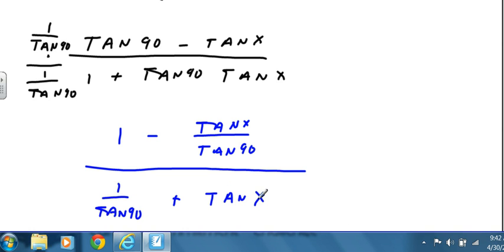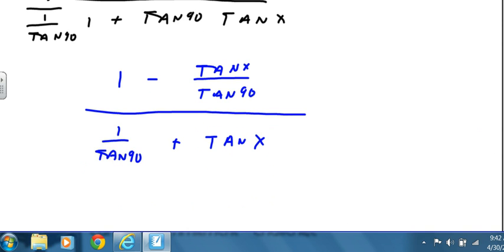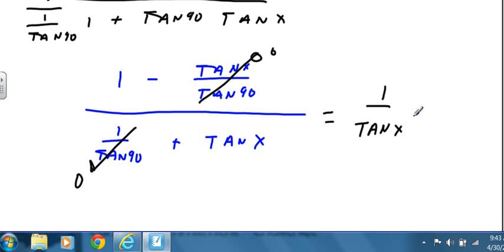Okay, now nothing up my sleeve, everything's fine so far? Okay, now this is where we get sneaky. What's 1 over infinity? 0. What's tangent x over infinity? 0. So I get 1 over tangent x. Well, I got rid of the pesky tangent 90, and I also came up with the cotangent of x as my answer, which is what I was looking for. Oh well, that was convenient.